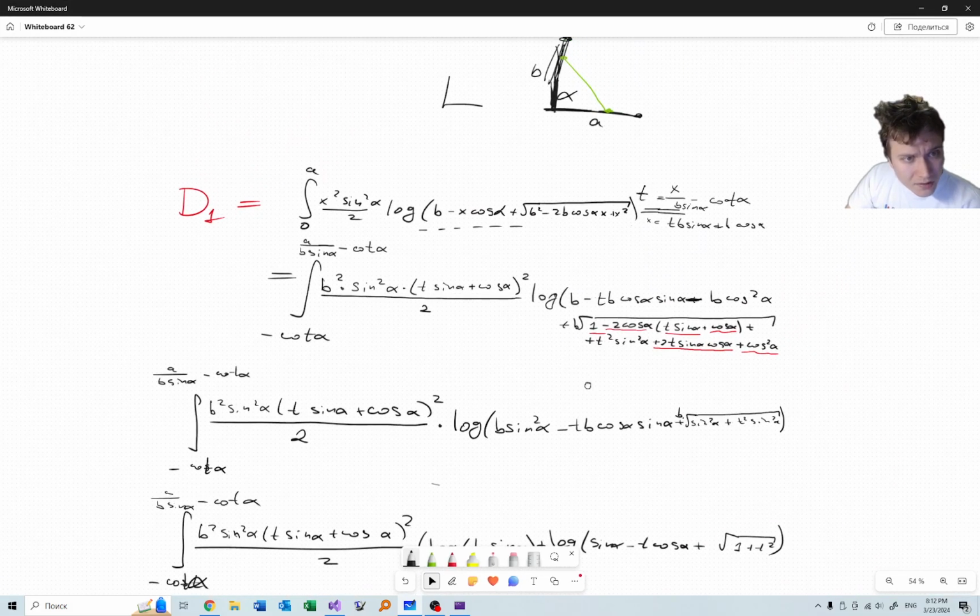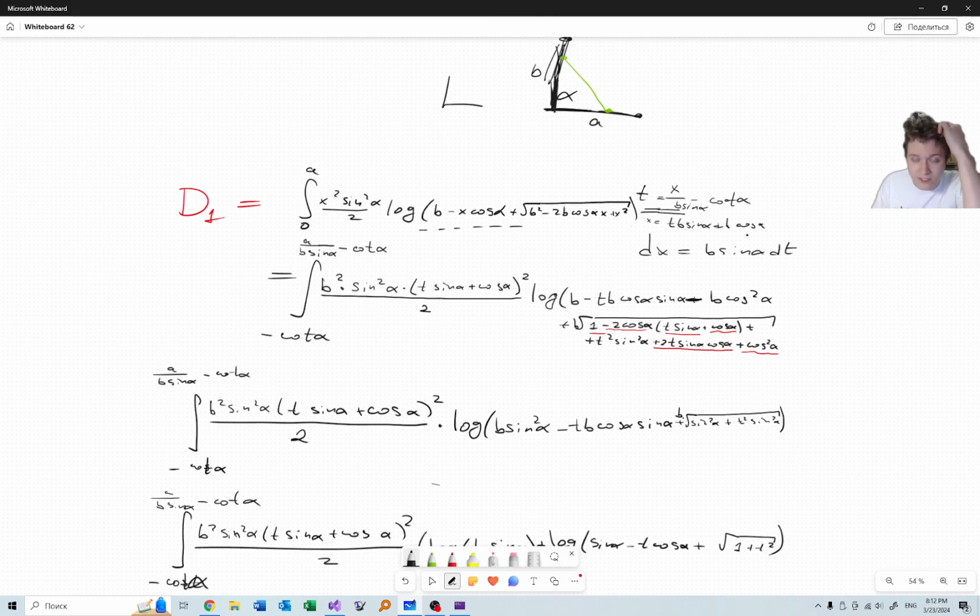Sorry, but what? Here I have... I need to multiply... Okay. Okay, sorry. I was wrong. All this time I was wrong because when I write t and x, I also need to write dx, and dx is b sine alpha dt.